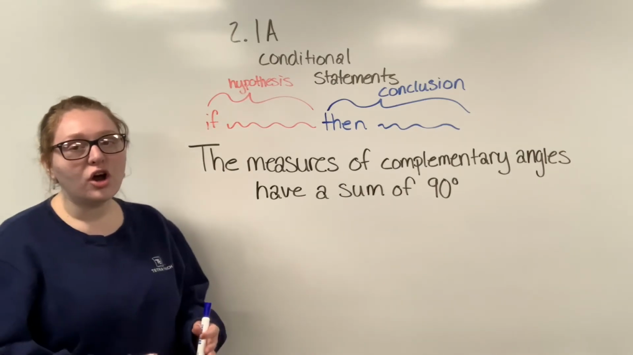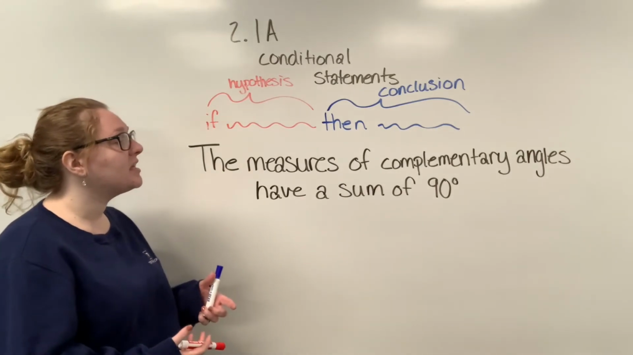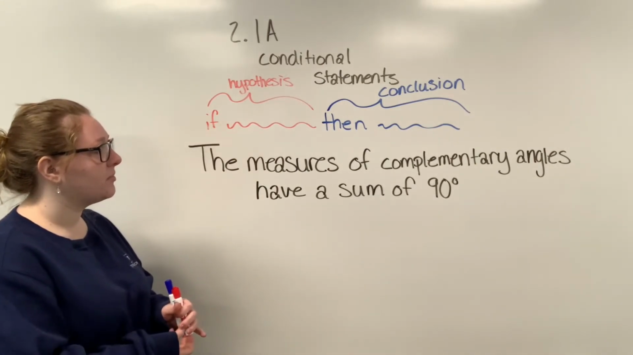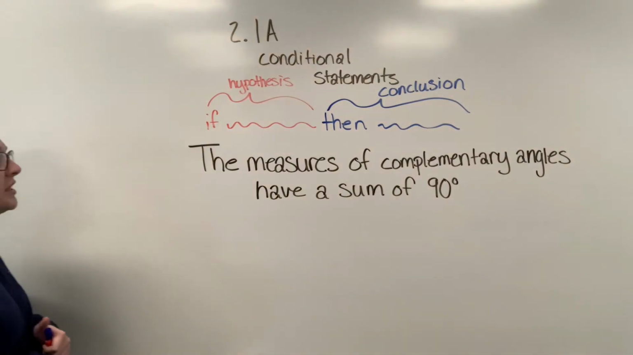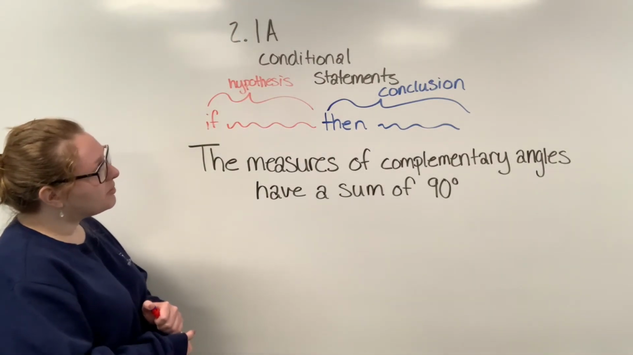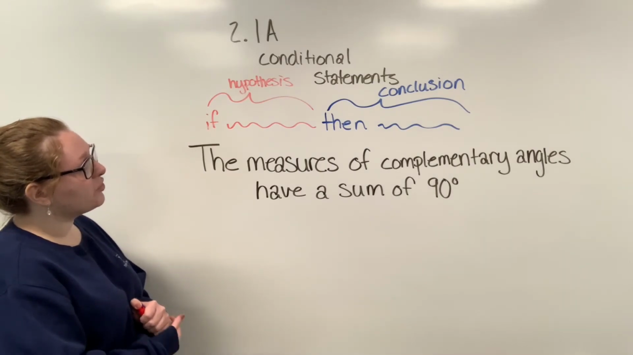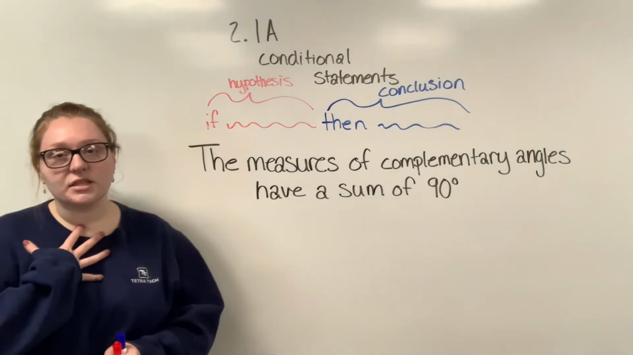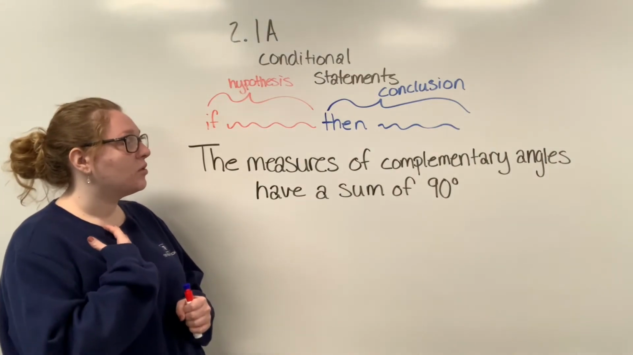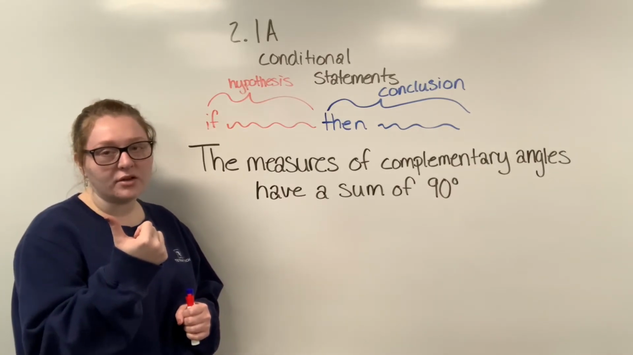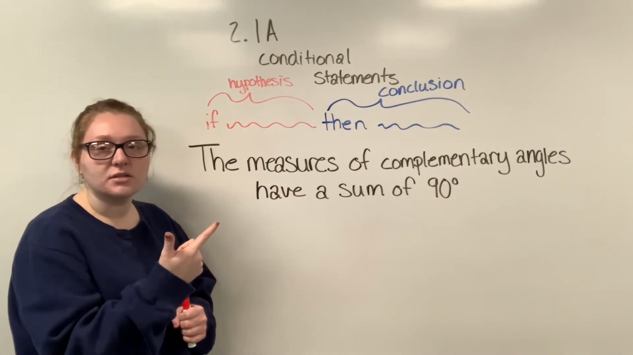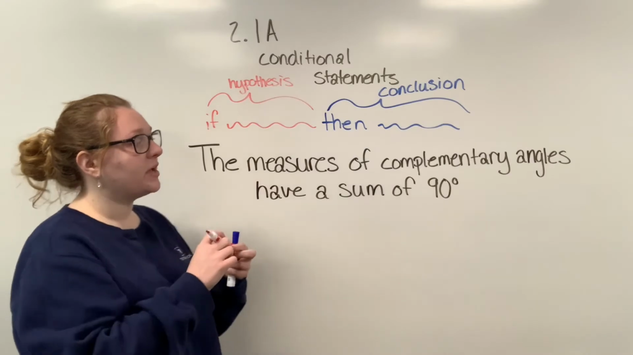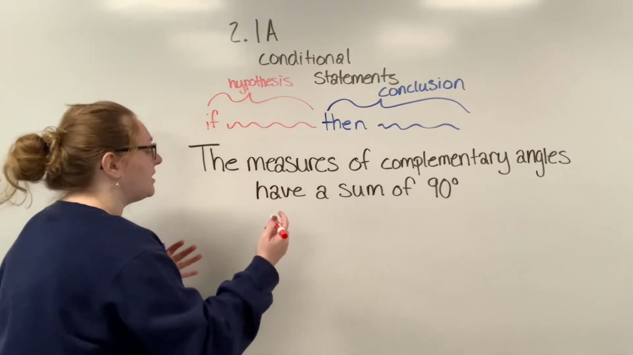This one is a little bit harder to find the two pieces of information because there's no comma to tell us where the two pieces split, like the last three examples. So, let's take a look at this. The measures of complementary angles have a sum of 90 degrees. Okay? So, I see the two pieces of information as there's a pair of complementary angles and they add up to 90 degrees. Okay? So if I want to use the fact that they are complementary angles as our hypothesis, then I could write this.